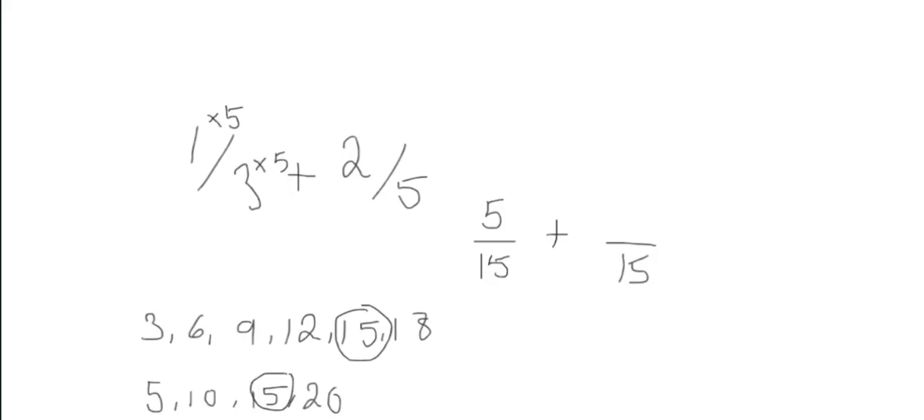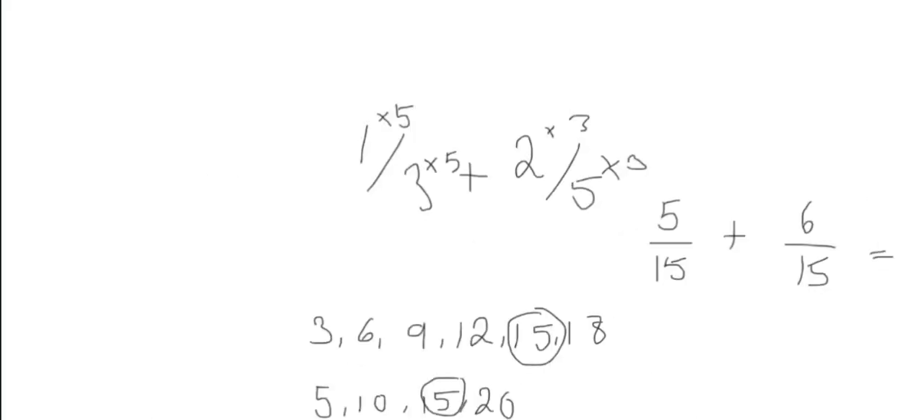Yeah. And then we look at 2/5, and we need to think, what do we multiply by 5 to get to 15? It's 3, so we multiply top and bottom by 3. So 2 times 3 gives us 6, and 5 times 3 gives us 15, so it gives us 6/15. And now that we've got the denominator being the same, we've got 5 plus 6 gives us 11 over 15. Does that make sense? Yeah.